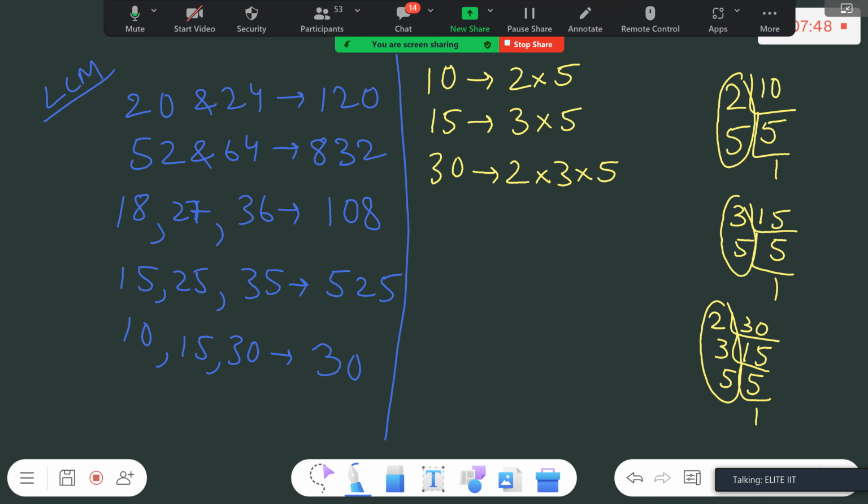Now, using the prime factorization method, what will be the LCM of 10, 15 and 30? How to write it?